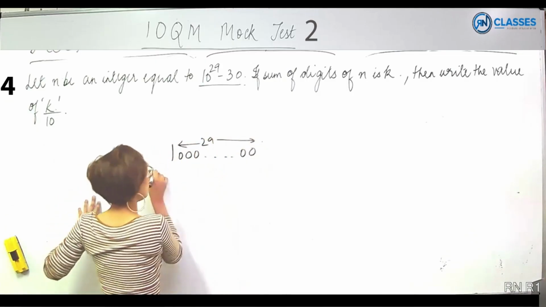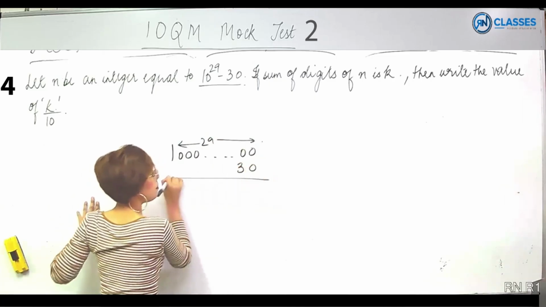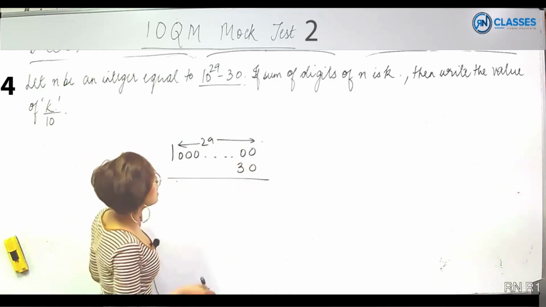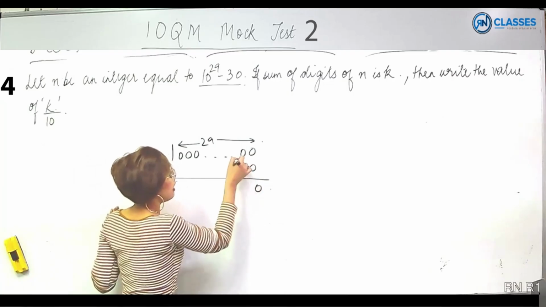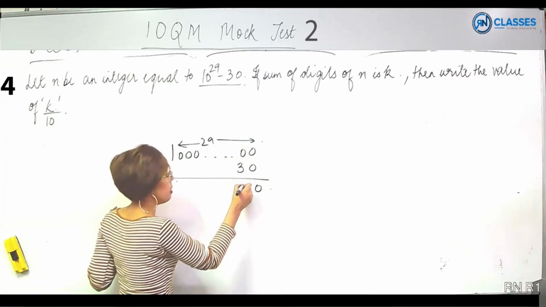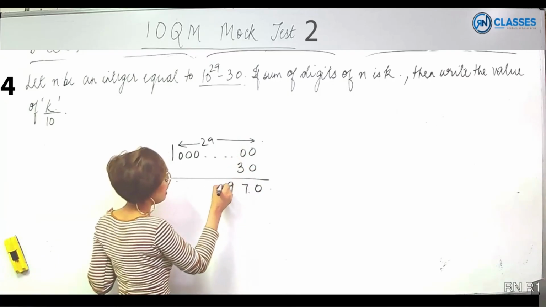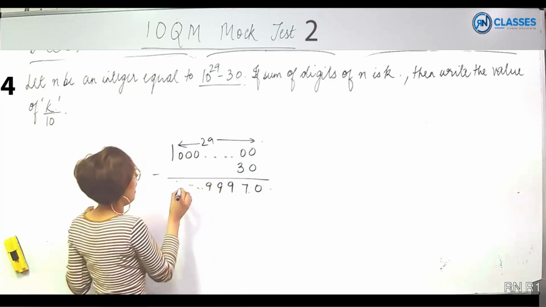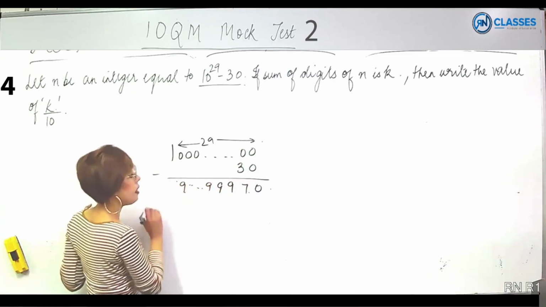Minus 30, so subtract 30. So, subtract it. Here I'll get 0. Then, obviously, I will carry forward. So, this becomes 7. Then, it becomes 9, 9, 9, so on. I'll get 9.